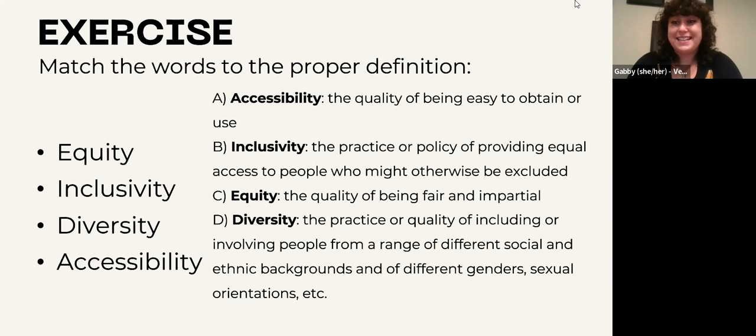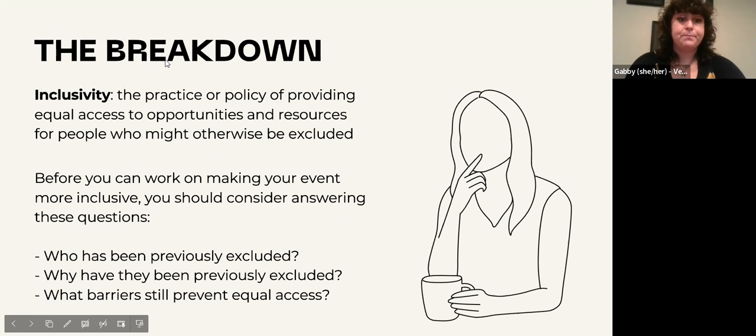Accessibility is the quality of being easy to obtain or use. Inclusivity is the practice or policy of providing equal access to people who might otherwise be excluded. Equity is the quality of being fair and impartial. And then diversity is the practice or quality of including or involving people from a range of different social and ethnic backgrounds. So sometimes it's good to break down what each of these means, and obviously they can all affect one another. So today we will be discussing inclusivity.